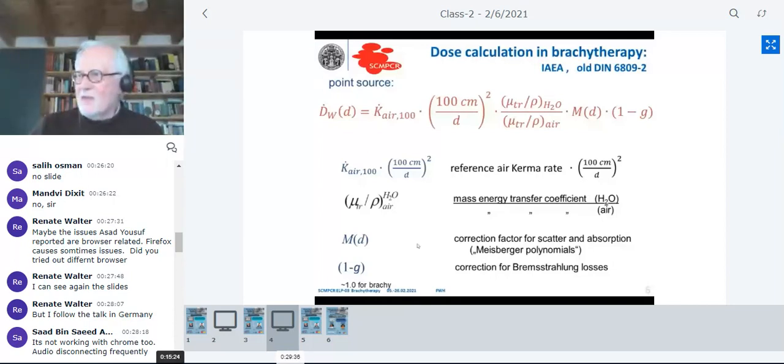That is the way you can do this using numbers from a physics book. And this is actually the way that the planning systems calculated the dose up to about almost 2000. The newer planning systems now use a different mechanism. That's the TG43.